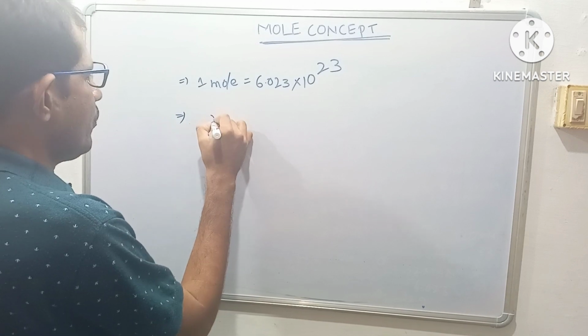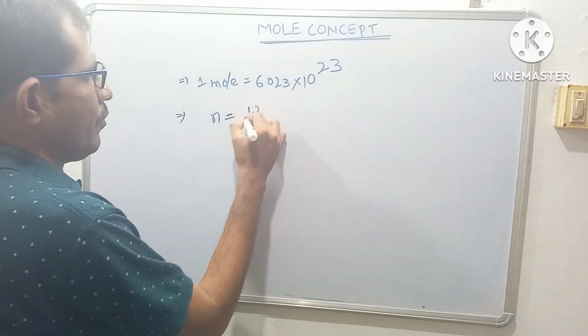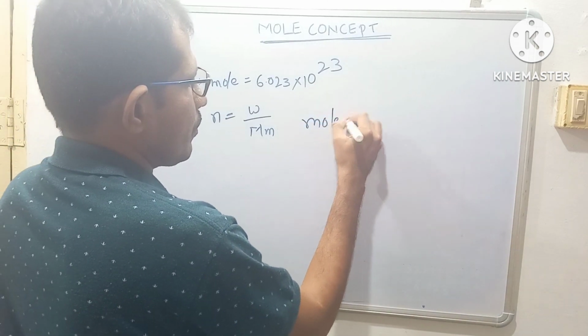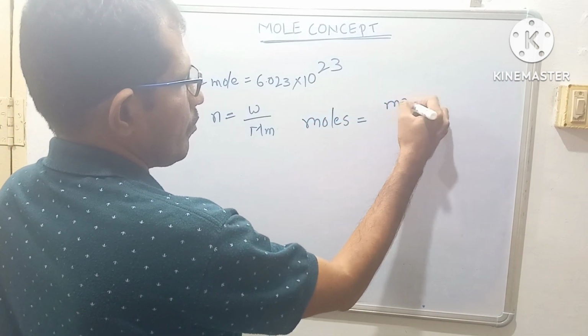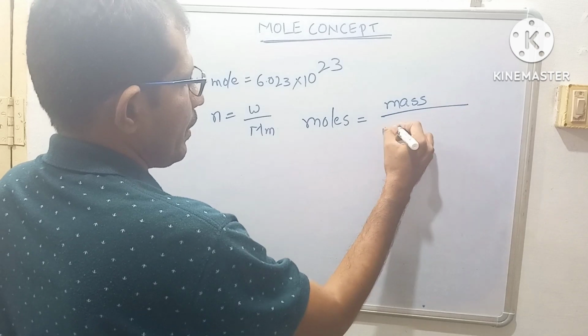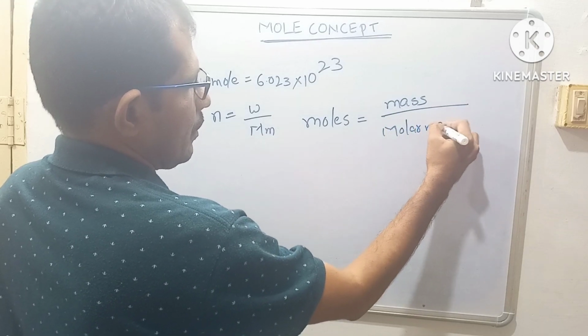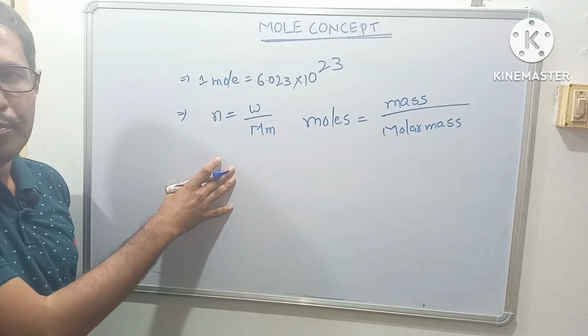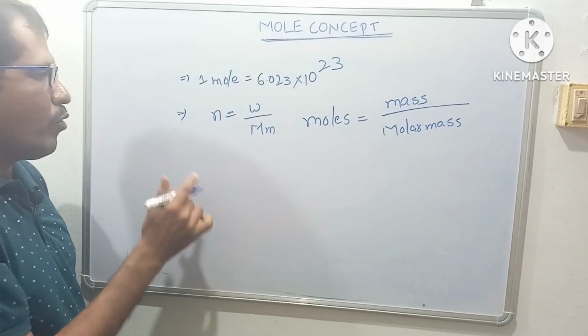Next, one more thing you need to know: n = W by MM. So moles equal mass by molar mass. Moles equal mass by molar mass. This formula also will help you to solve the problems in mole concept.